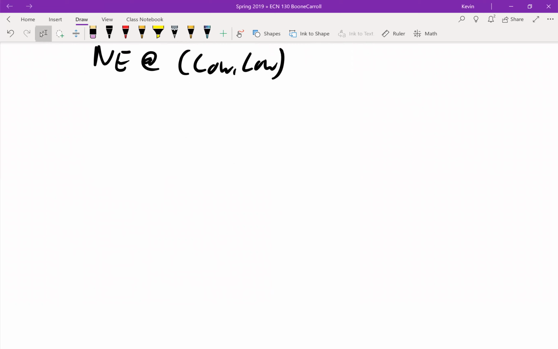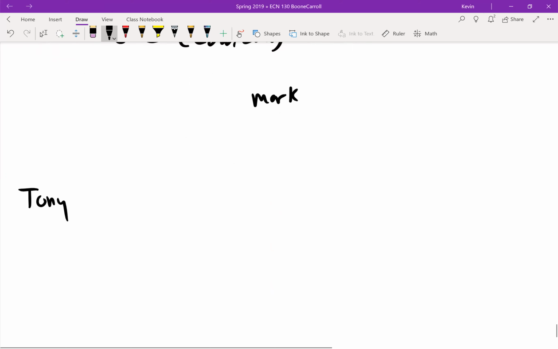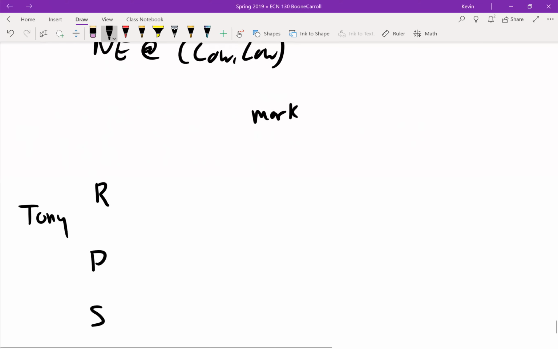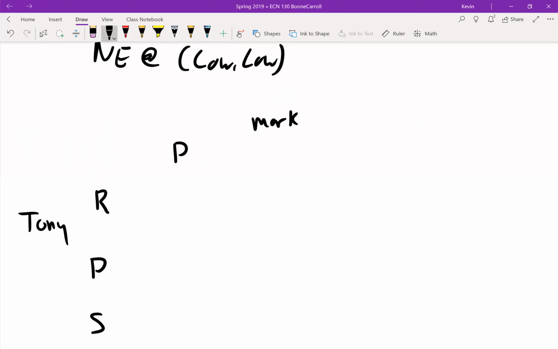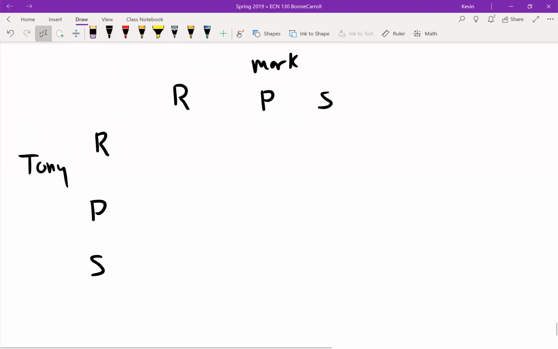So suppose we had another game where you had, say, Tony and Mark. And suppose we think about the game rock, paper, scissors. For this game, you have a choice, either rock, paper, or scissors. And same thing with Mark, has a choice between rock, paper, and scissors. And for each of these, we get a payout.